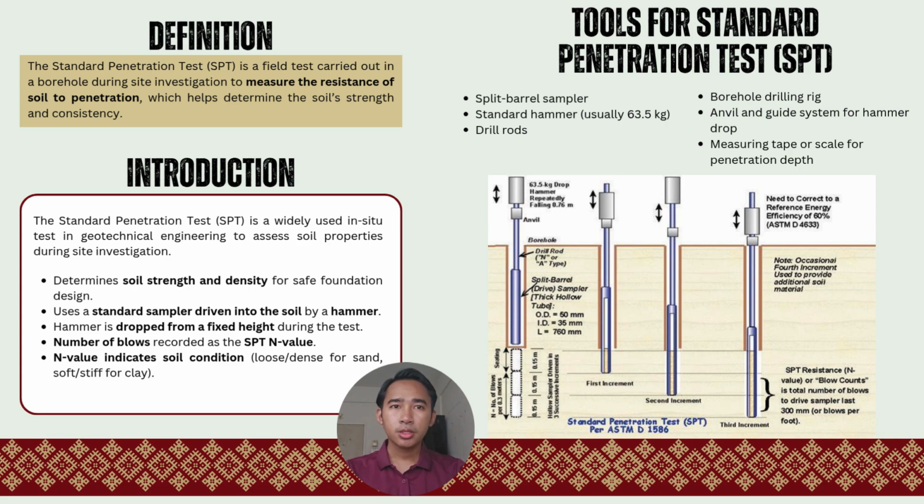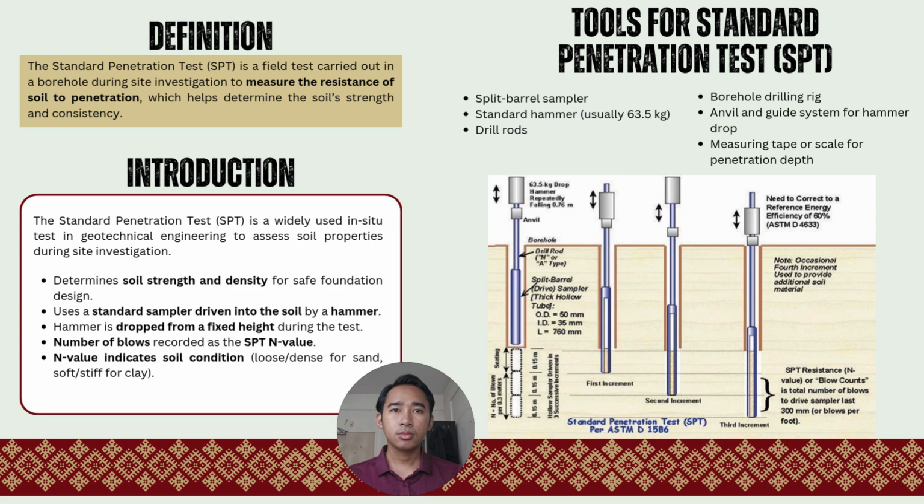This test is vital for geotechnical engineering because it helps us determine soil density for safe foundation designs. By dropping a standard hammer from a fixed height, we record the number of blows. This is what we call the SPT N value. Essentially, the N value tells us if we are dealing with loose or dense sand or soft versus stiff clay.